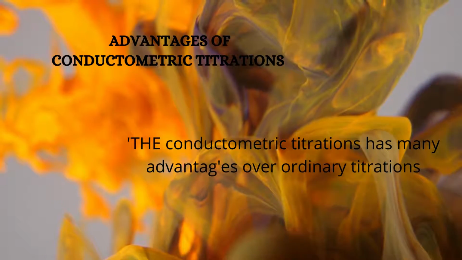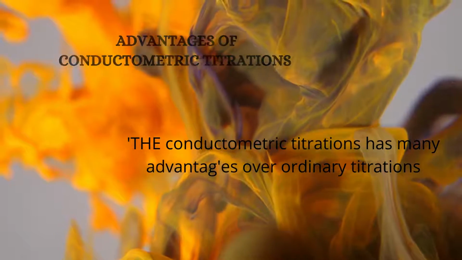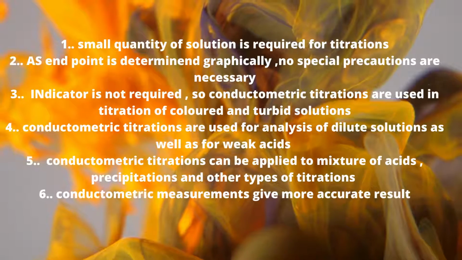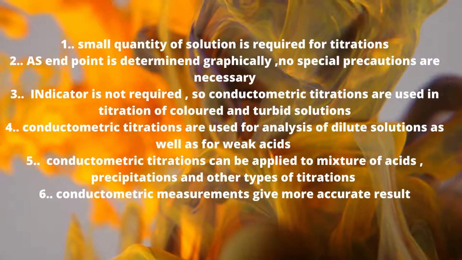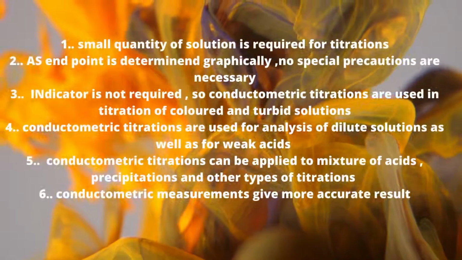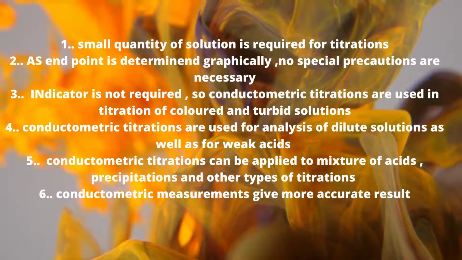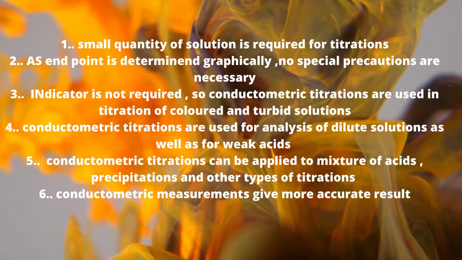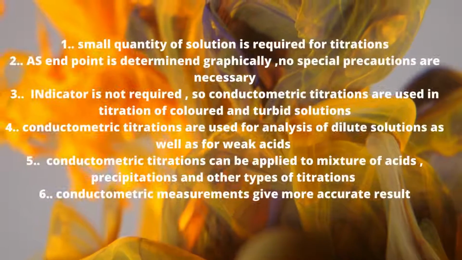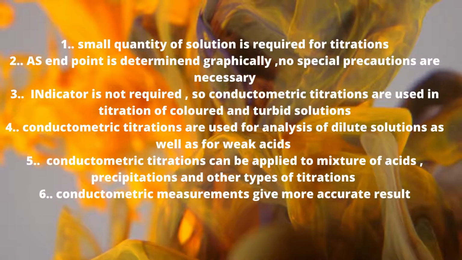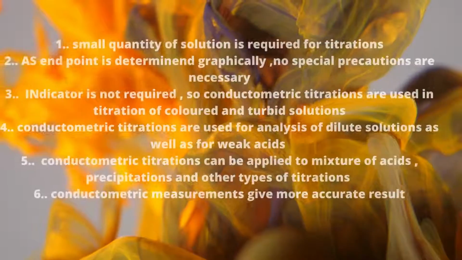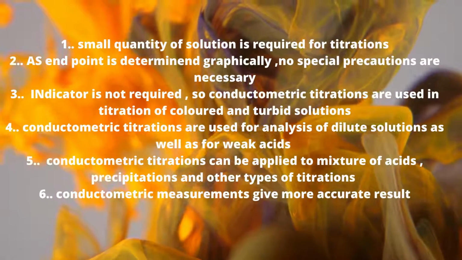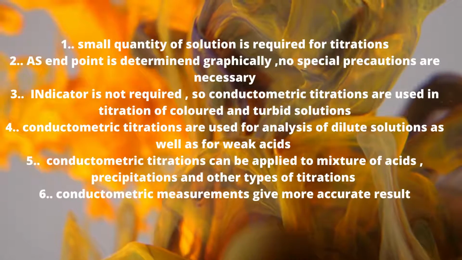Now we will see the advantages of conductometric titration. Number 1, a small quantity of solution is required for titration. Number 2, as the endpoint is determined graphically, no special precautions are necessary. Number 3, an indicator is not required, so conductometric titrations are used in titration of colored and turbid solutions. Number 4, conductometric titrations are used for analysis of dilute solutions as well as for weak acids.